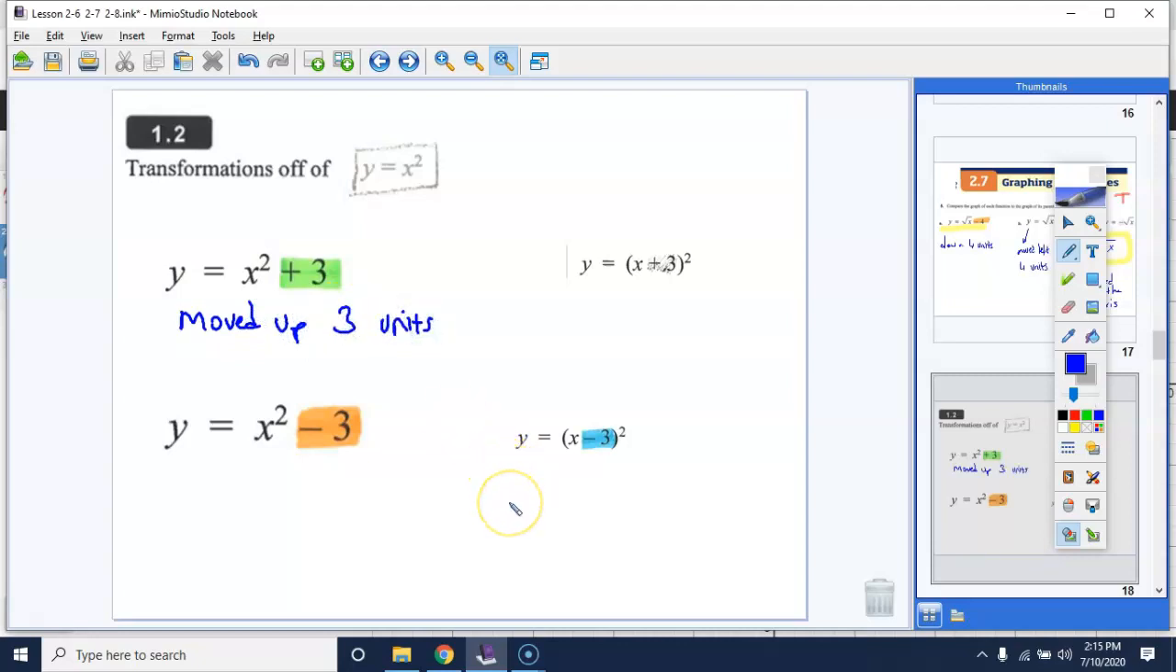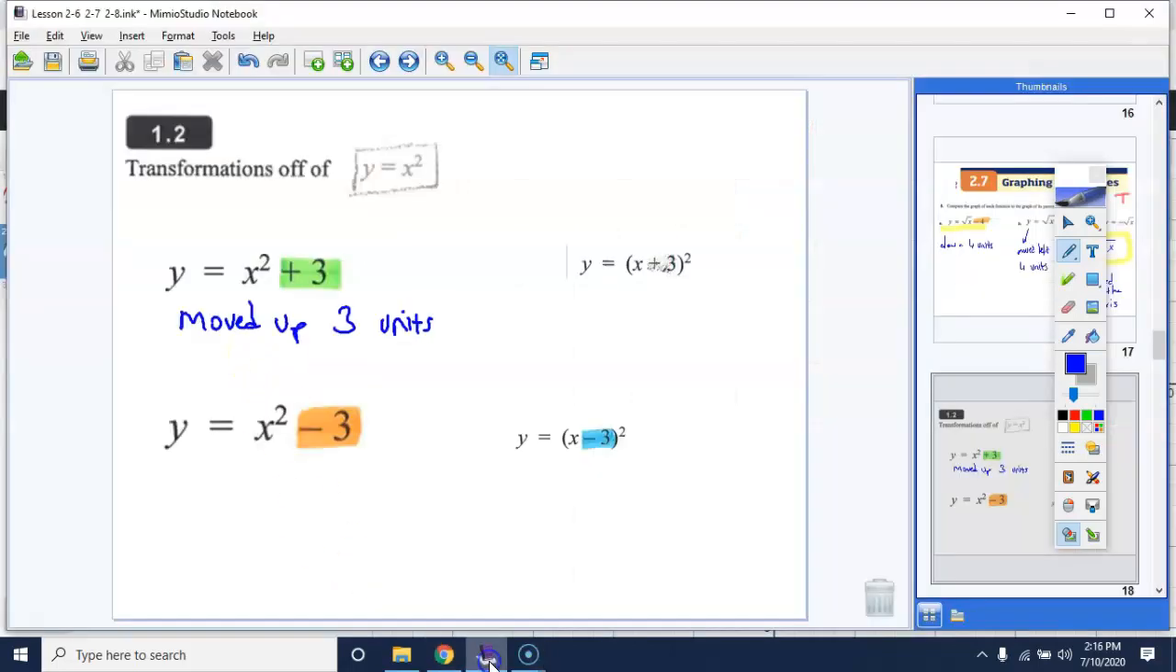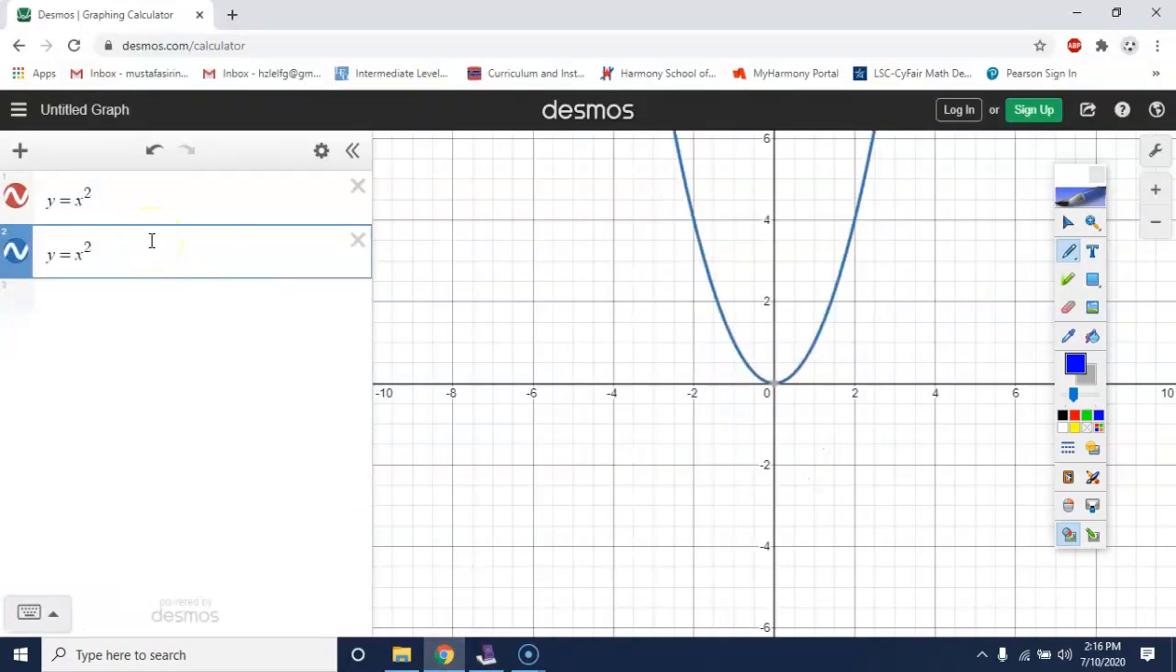That's all I say. If I look at this one, x squared minus 3, as expected, it's going to go down. So I'm going to say move down 3 units. What about this one, x plus 3 squared? Let me graph x plus 3 squared. As you're seeing, it moved to the left this time, right? It moved to the left this time.